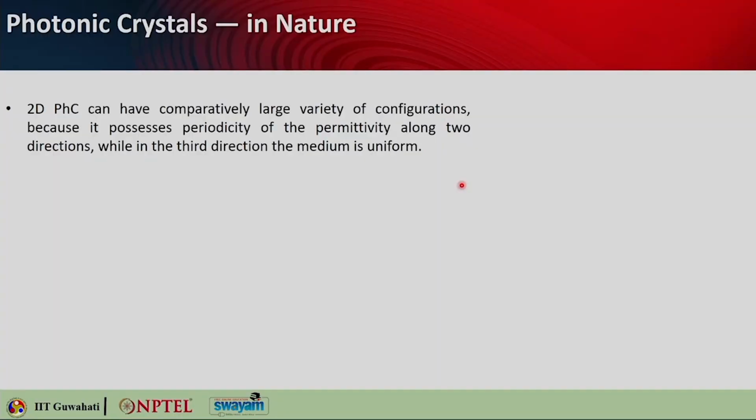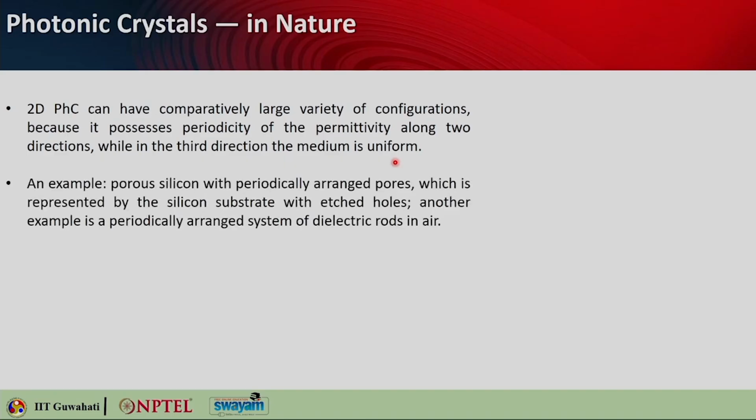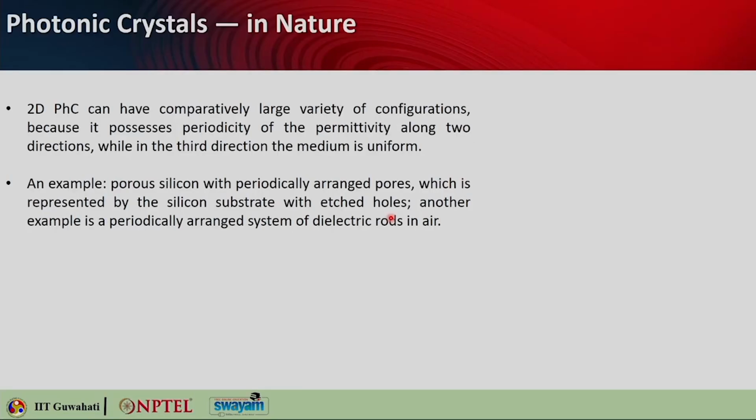But 2D photonic crystals have a comparatively wide variety, because they possess periodicity of the permittivity along 2 dimensions. So, you have more room to play, while the third dimension, the depth dimension, is maintained uniform. There is no variation in refractive index in that direction. Okay. So, we can take an example, say porous silicon with periodically arranged pores, which is represented by a silicon substrate with etched holes. You take a silicon substrate and then you drill holes, you make a 2D array of holes drilled or etched into it. So, that becomes a 2D periodic crystal.